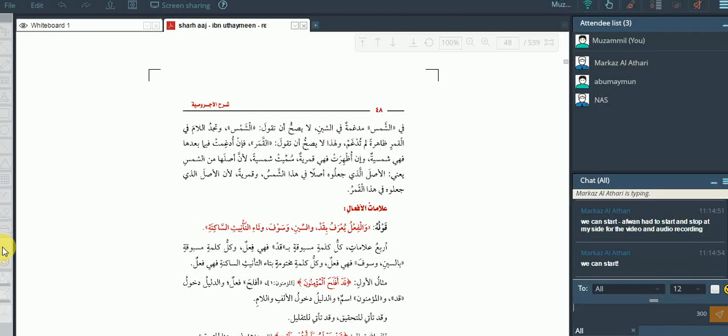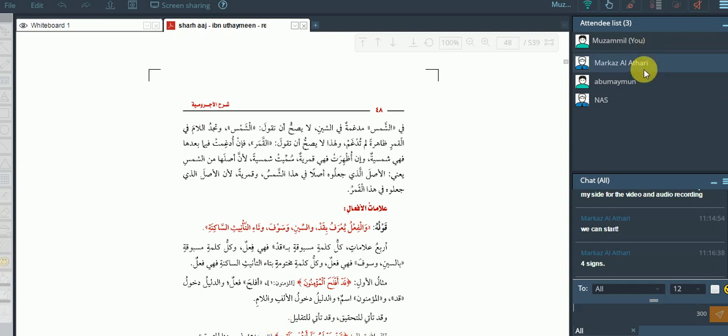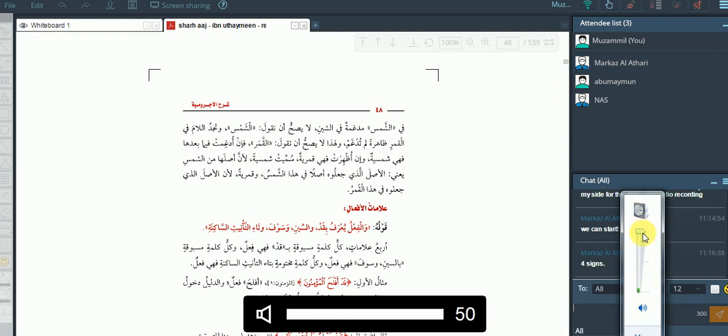Well, I made it easy for you because I turned to the page in the book where Ibn Ajurrum mentions those points, and Ibn Uthaimeen is explaining them. He himself said, someone's typing with the answer, inshallah. Absolutely, 4 signs, Jazakallahu khairan.